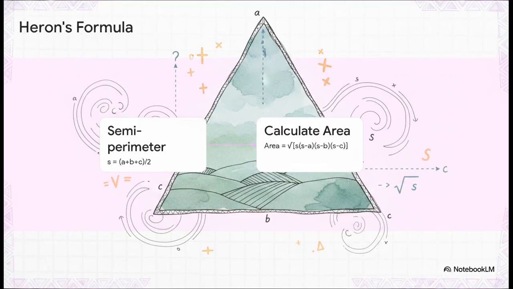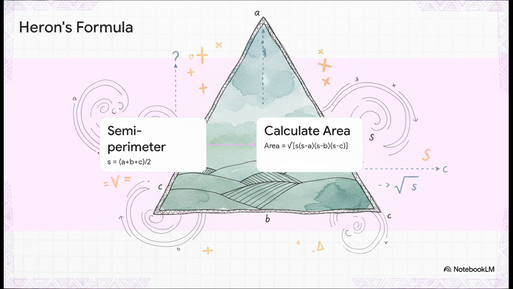But what happens when you're stuck on a problem, you only know the lengths of the three sides, and there is zero mention of the perpendicular height? Well, enter Heron's formula. It is a brilliant little workaround. First, you just calculate the semi-perimeter. That's exactly what it sounds like, the total perimeter divided by 2, which we call S.